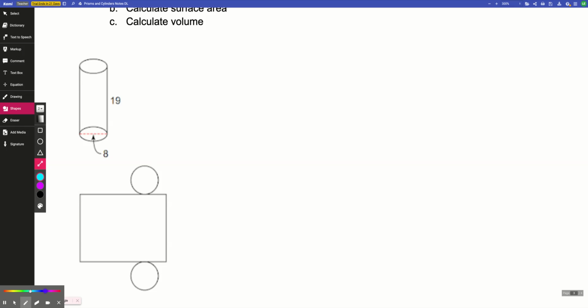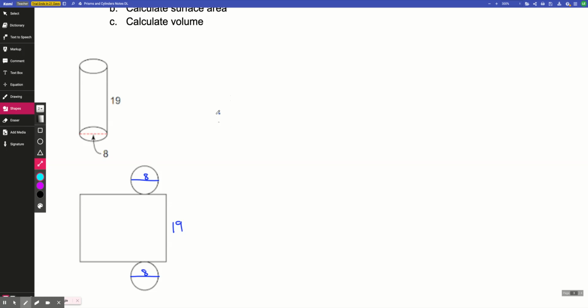I'm just going to take the information that's on my 3D shape and put it in the right spot on my net. So they told me that my diameter here is 8. So that means this distance across here is 8, and the same thing down here, this distance across is 8. And then they told me that the height of my cylinder is 19. So 19 goes right here. That's all you need when you're labeling your net.